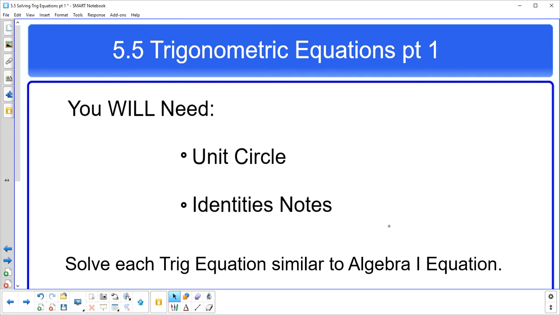So things you're definitely going to need when we go through this unit are your unit circle and your identities notes. More particular, you probably won't need your identities notes for this lesson, but for part 2, you're definitely going to want them for that because there's going to be times we're going to need to apply our identity notes.